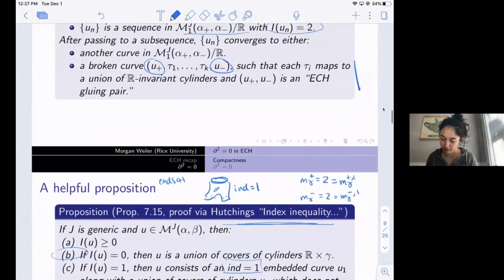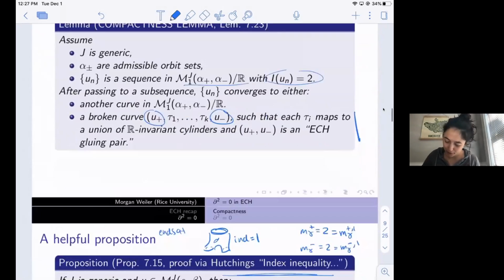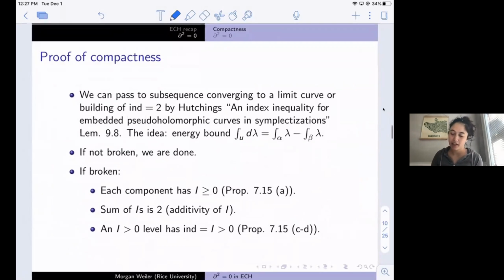Okay, so what we're doing is proving this compactness lemma. Proof: we can pass to a subsequence using a Gromov compactness argument that's explained in this paper that I keep talking about. The key idea is that there's an energy bound, so you can use a version of Gromov compactness. If the limit curve is not broken, then we're done. If the limit curve is broken, each component has index greater than or equal to 0. The sum of the indices is 2, using the additivity of the ECH index. Any index 0 level, or any index 1 or 2 level, has components with Fredholm index 1 or 2. Because the Fredholm index is also additive, the total Fredholm index is 2.